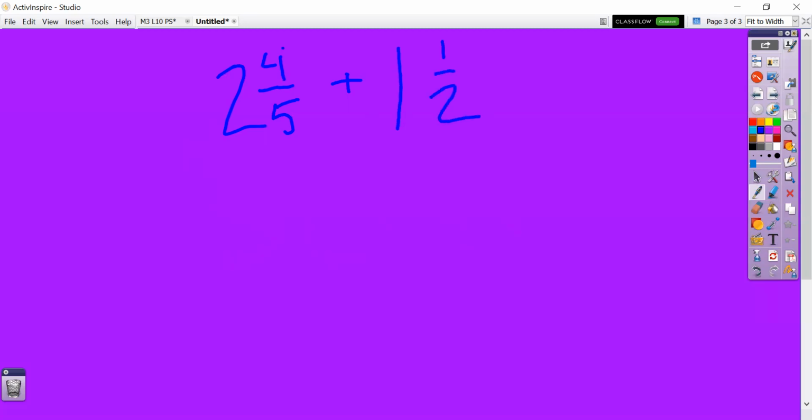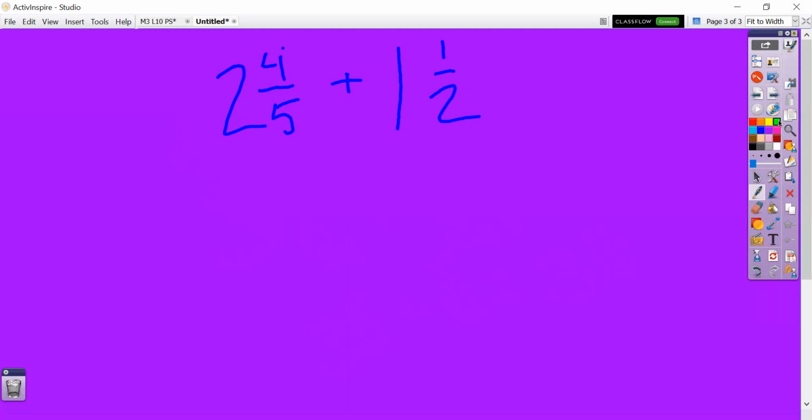Okay, so we've got wholes that we can add together and fractions that we can add together, but the fractions are fifths and halves. Well, we just worked with fifths and halves a second ago, so we know that the common unit is going to be tenths. But let's work our way through this step by step.